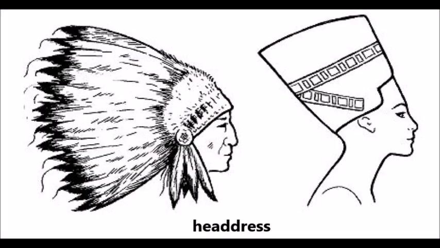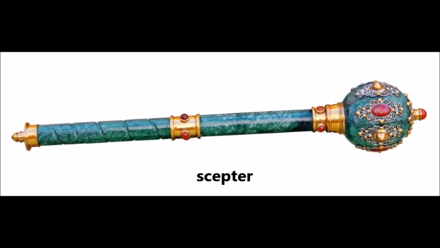Next, we have two examples of a headdress. A headdress is any ornament or hat or crown worn on the head. Finally, we have a scepter. A scepter is a staff or a cane that was a symbol of royalty and nobility.